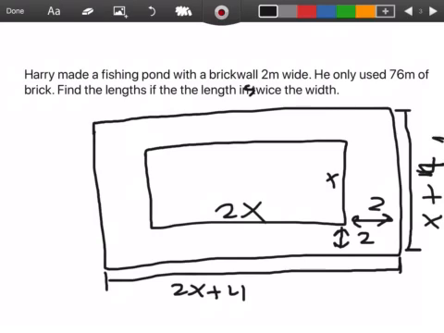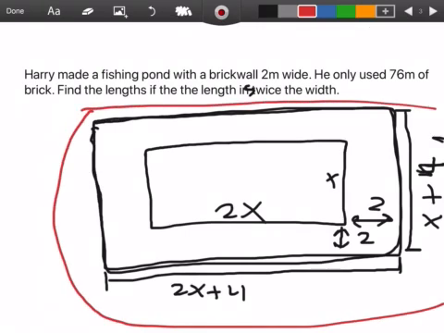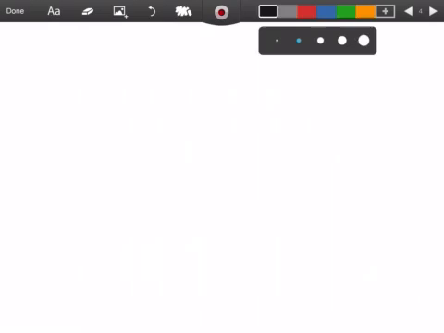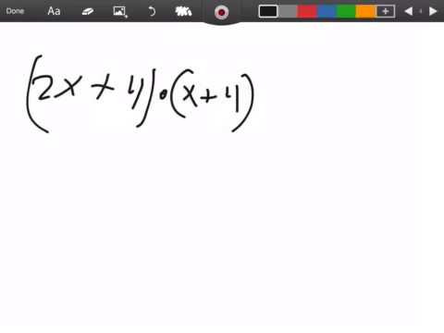So now, remember the area of pond and walk, so 2x plus 4 times x plus 4 is counting this whole thing, the entire thing. That's area of pond and walk. So now since we know our numbers, let's go to the next page. Let's do our equations here. 2x plus 4 times x plus 4. These are in brackets.